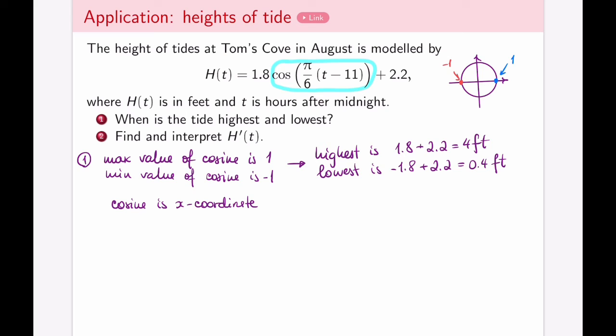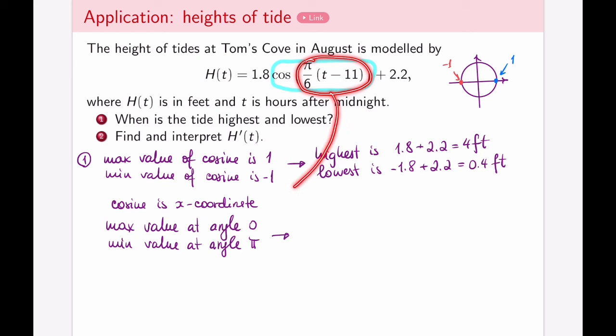Okay, and now all I have to do is figure out when does my angle equal either of these two. Once I have stripped away the fact that cosine is the x-coordinate, all I have to work with is its actual inside. So maximum value at angle 0, minimum value at angle pi. So what am I going to have? My angle on the inside then for the maximum value has to equal 0. So I can set pi over 6 t minus 11 to be 0 and then solve for that.